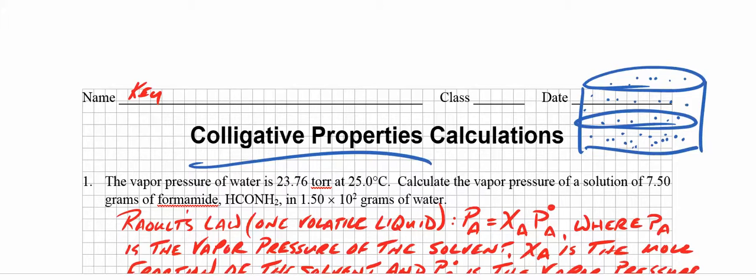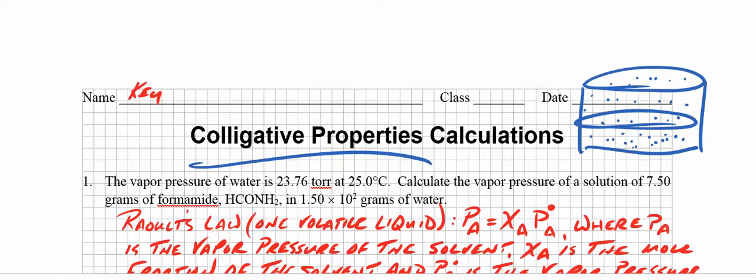And those particles are going to exert a force on the sides of the container, and we'll learn in our gases unit in a couple of weeks that means a pressure is going to be exerted. We call that pressure the vapor pressure.